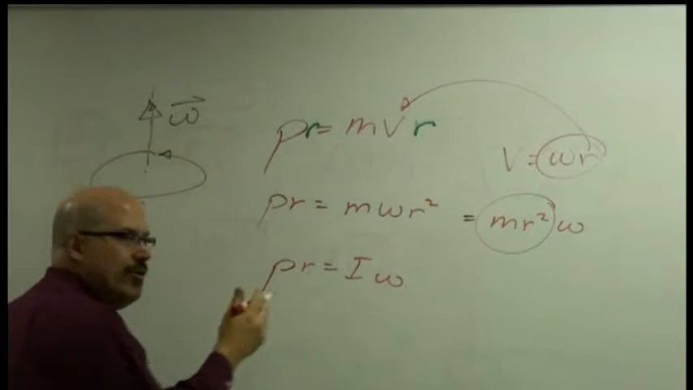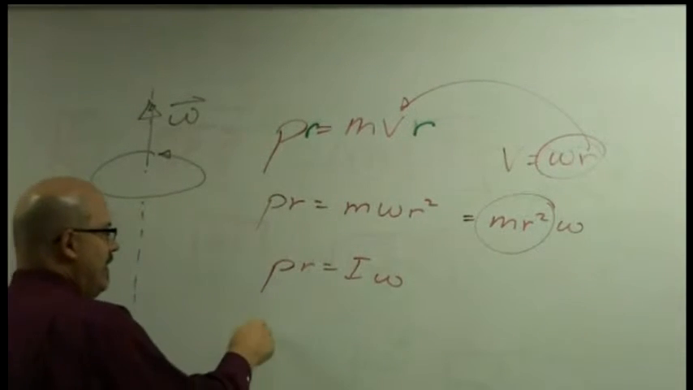Now, a momentum with a radius we call angular momentum. Unfortunately, that's capital L.